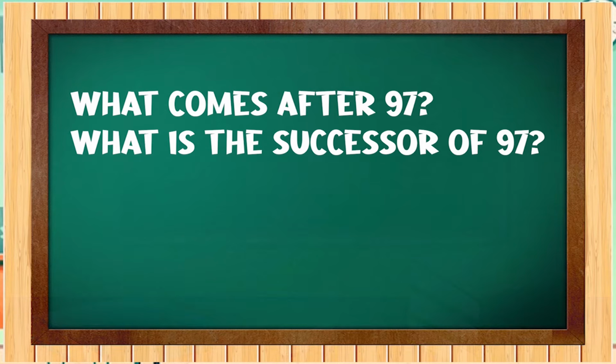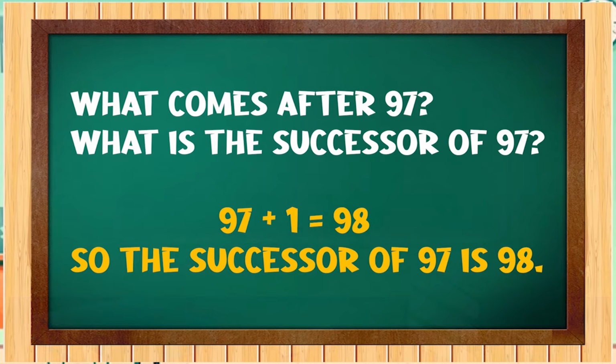Here's another example. What comes after 97? Or what is the successor of 97? 97 plus 1 will give you 98. So the successor of 97 is 98. And that's in counting order as well.